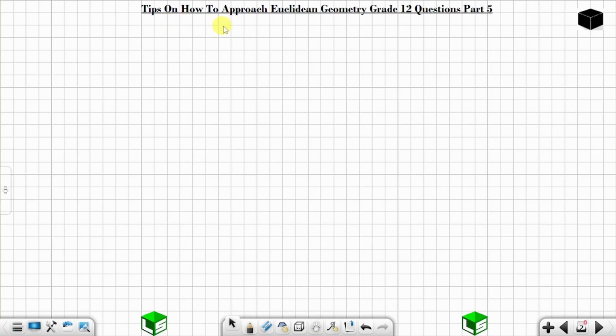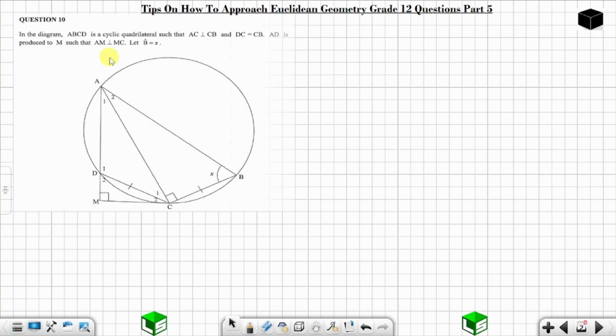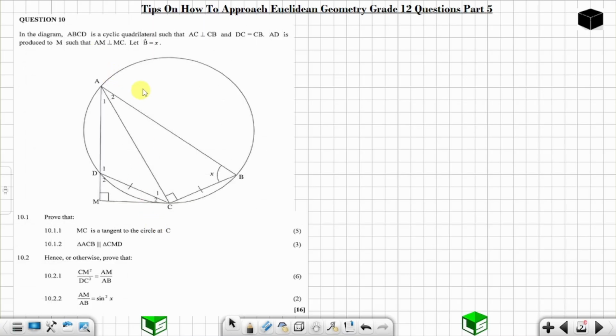Tips on how to approach Euclidean geometry questions, part 5. Okay, this is the question. So you can read the question. You are given this diagram 10.1 and 10.1.1. You have to prove that the line MC is a tangent to the circle at C. You have to prove that this line MC is a tangent to this circle at the point C.